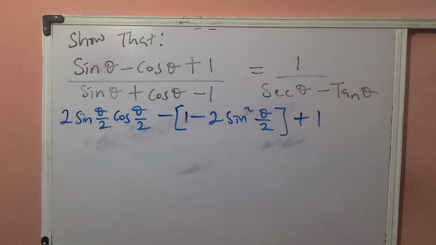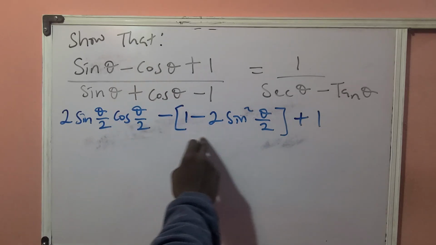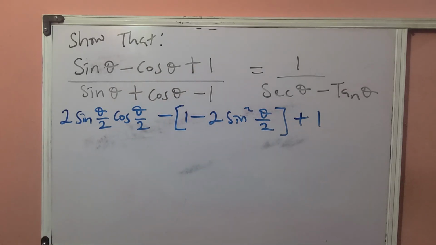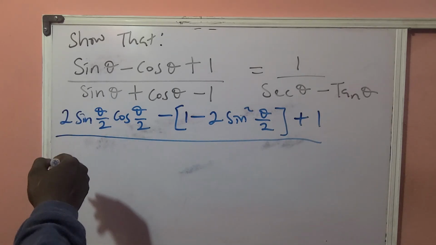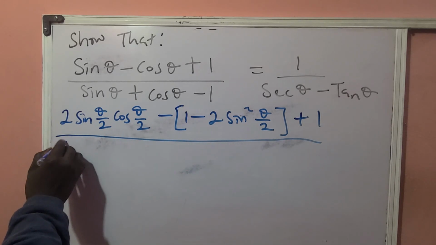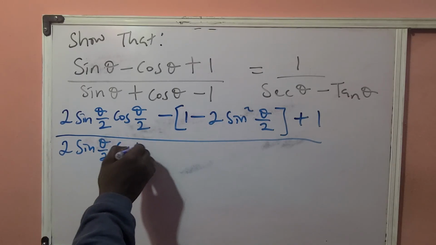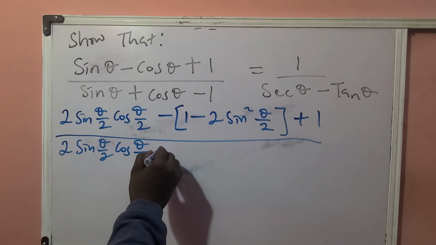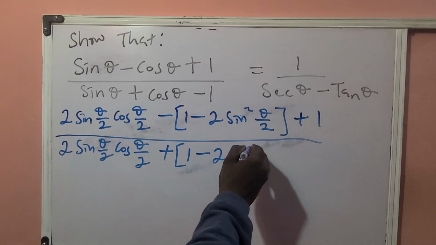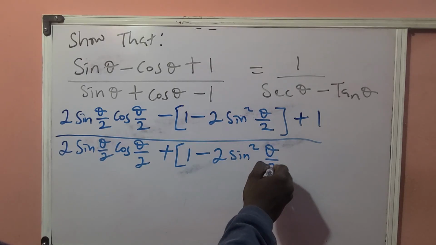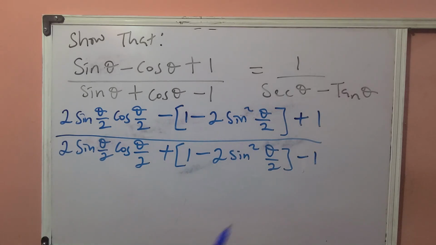Of course, this is me fixing in our identities. This is sine theta here. This is cos theta here. And this is plus 1. So we have the same thing happening beneath, just that the difference is with the sign. So we have 2 sine theta over 2 cos theta over 2 plus, in this case, the same cos theta. We'll be using this format also. And this one is minus 1.